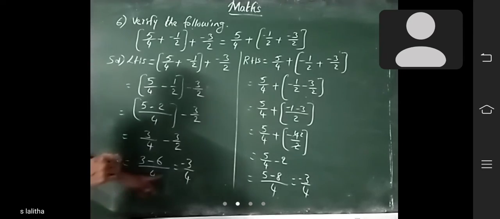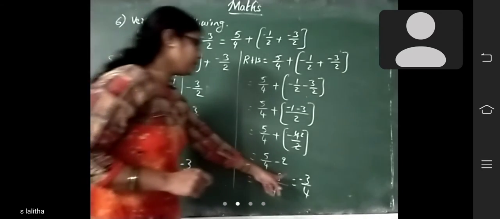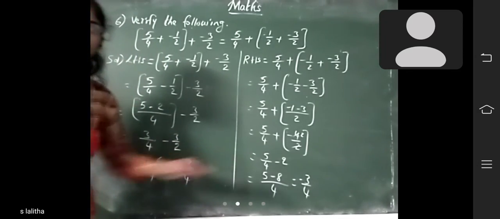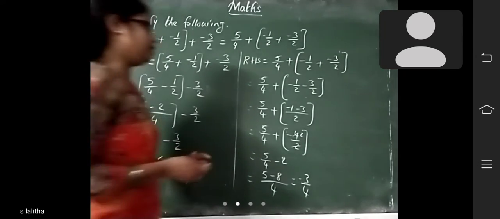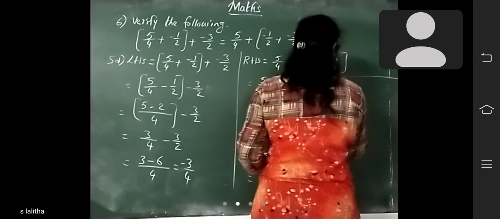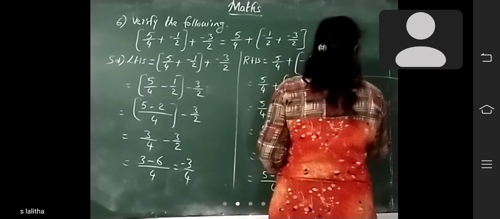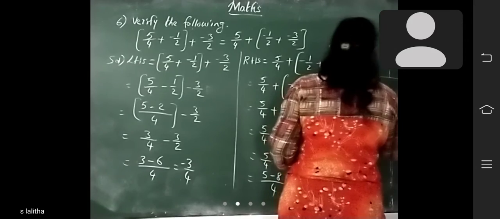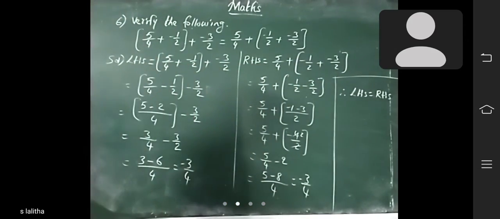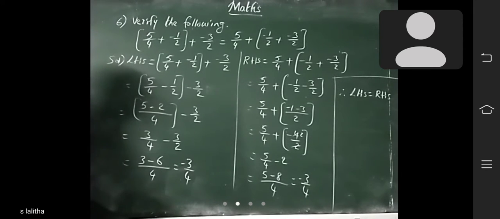Now look here. LHS is minus 3 by 4 and RHS also minus 3 by 4. Both are equal or not, children? Yes, both are equal. So right. Therefore, LHS is equal to RHS. Okay children, did you understand now? Come on, write.